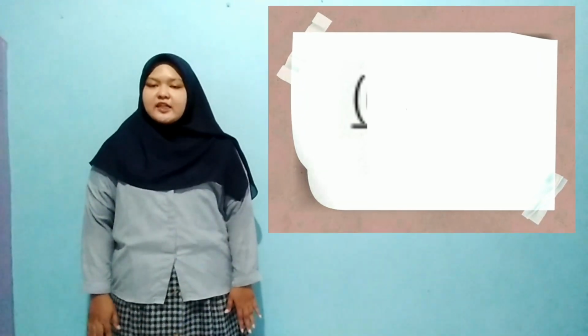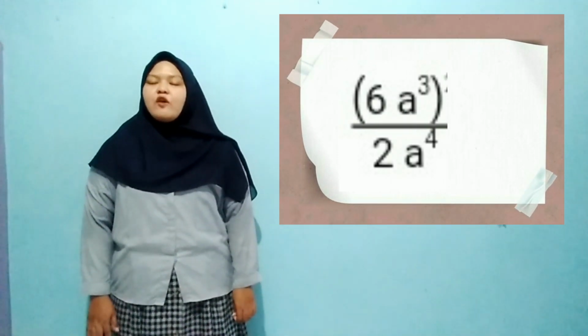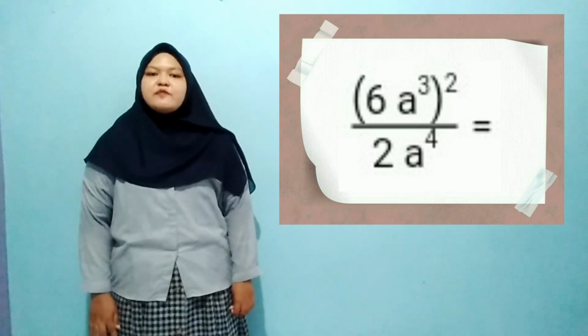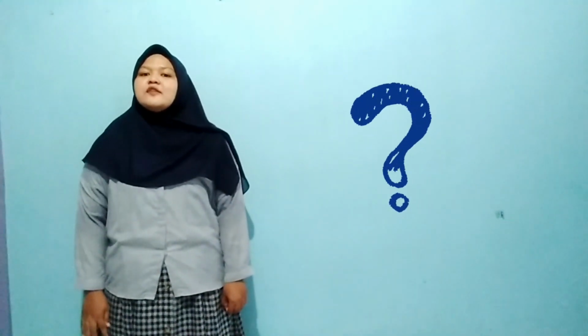The problem is, in the brackets, 6 times a cubed, squared, divided by 2 times a to the power of 4. How to answer this problem? Anyone help me to answer this problem? Yes, Vidya. I will answer this problem.